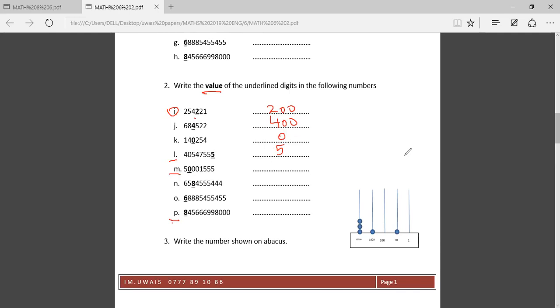M question, Aisha Nawaz. What is the place value of zero in M question? One million? Yes, very good. Then what is the value of that zero? Zero. Yeah, good, zero only. Next one.